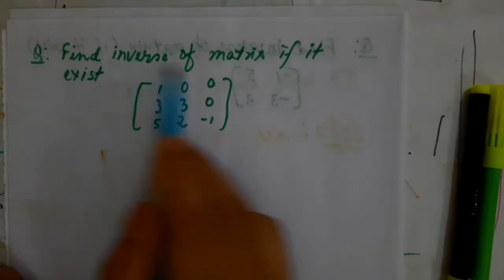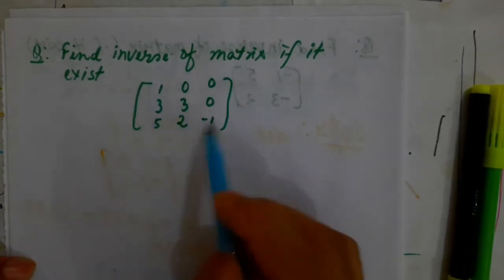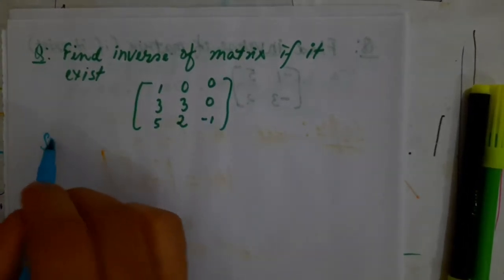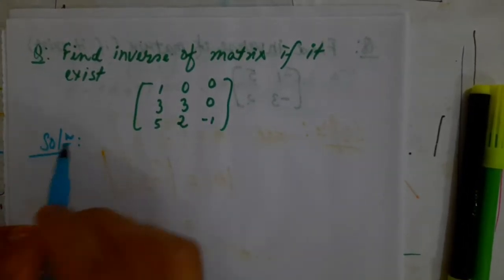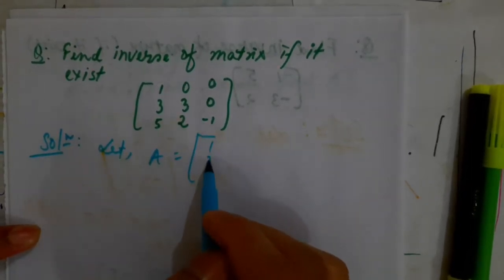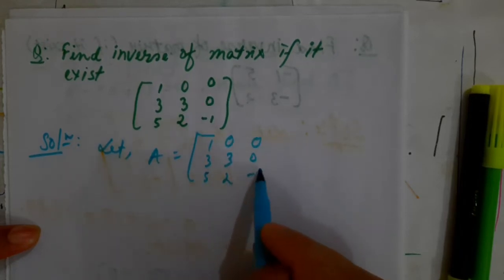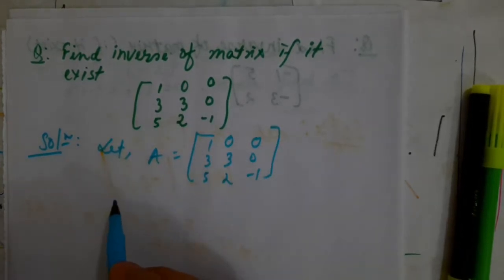Now let's do another numerical on the inverse of a matrix, if it exists, for a 3 by 3 order matrix. Let A equal 1, 3, 5, 0, 3, 2, 0, 0, -1.